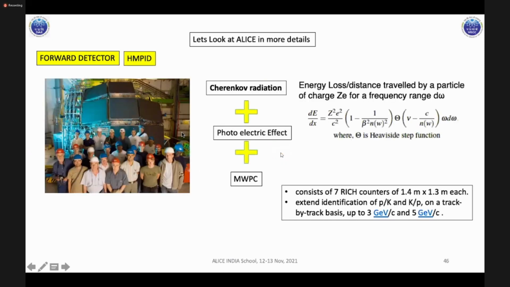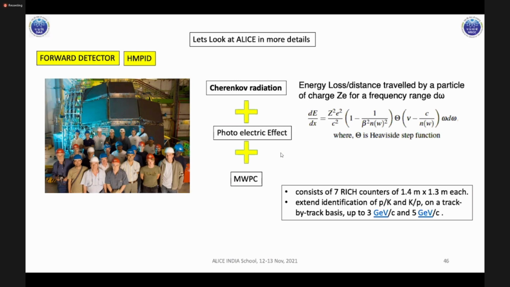Okay. Then comes HMPID. This is the high momentum particle identification detector. Since this is a particle identification detector, usually people used to use MWPC for that. You know that. For a charged particle with very high momentum, it is always preferable to use a Cherenkov technique. That's why this HMPID uses Cherenkov radiation and MWPC to identify some particles.